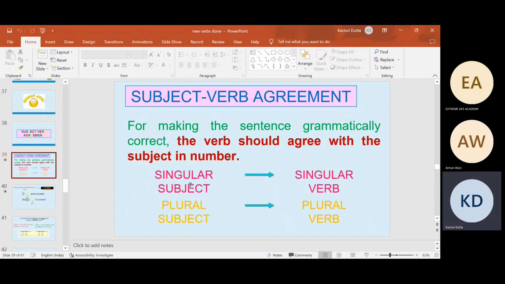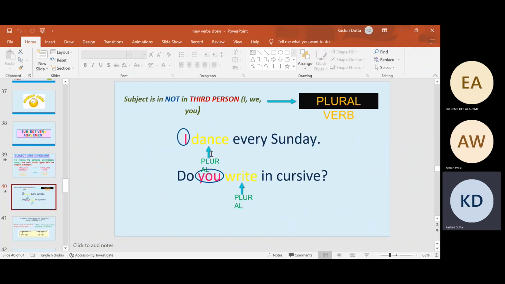See, now the rule is that the verb should agree with the subject in number. Okay. Singular subject, singular verb. Do you get my point? Singular subject, singular verb. What does it mean? I mean one. And plural subject, plural verb. Just see these two examples.